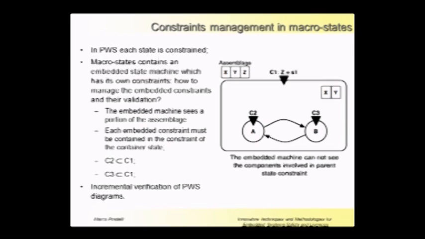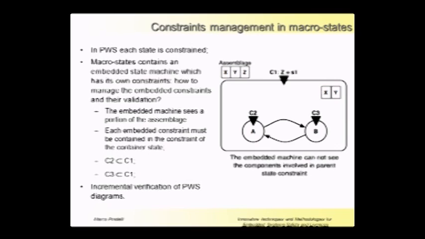In order to prevent this, we could remove from the internal assembly the components that are involved in the external constraint. This is a rigid approach, because the internal state machine will not be able to, let's say, talk with, for example, the Z component.